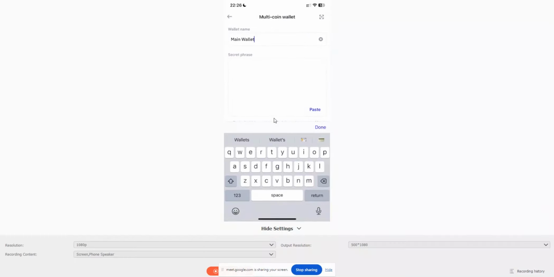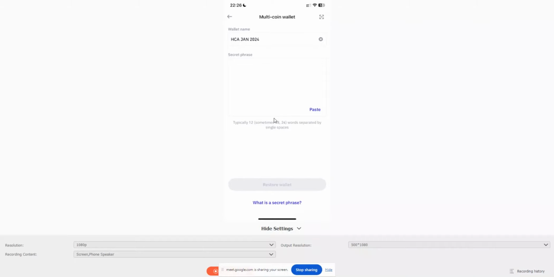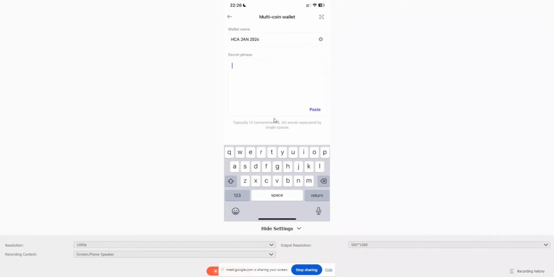So I'm going to click multi-coin wallet, and you see now it's asking me for the wallet name. I can give it whatever name I want, or I can give it the previous name that it was. So HCA Jan 2024, okay? So we've given it the name, and now I need to put the secret phrases, and I need to put them down as I wrote them down.